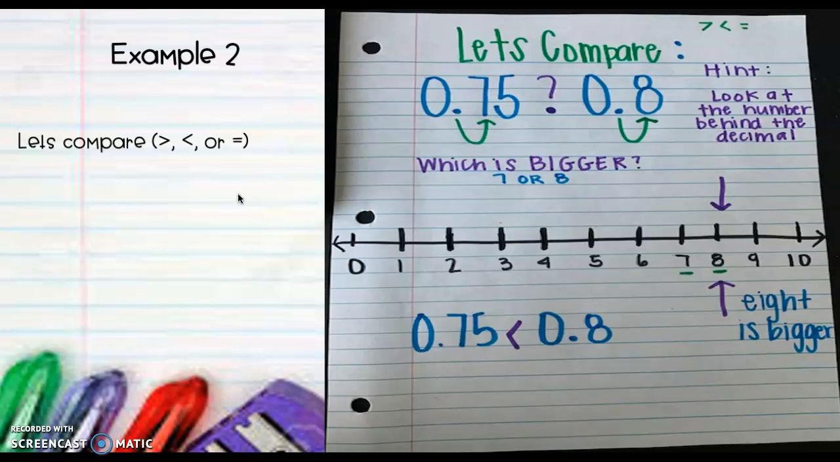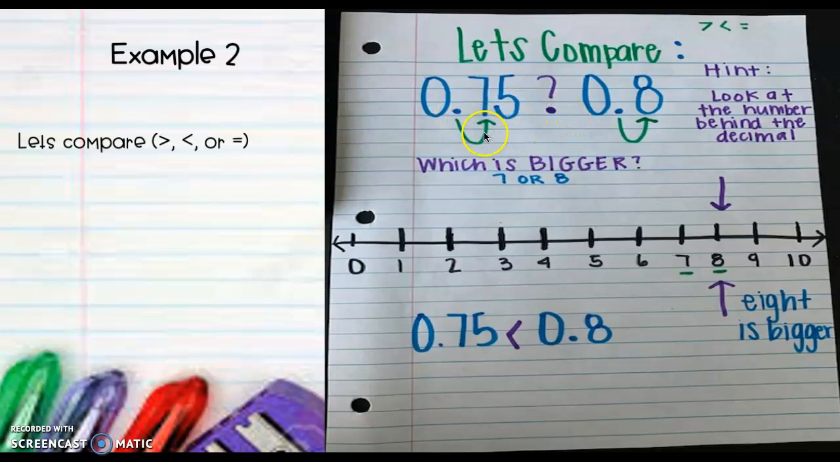All right, so I made a little chart here and I tried to color code it to make it super easy for y'all to look at and to gain better understanding. So what we're going to do is it just says let's compare. And up here at the top, I have the greater than, the less than, and the equal to symbol. And I put a little hint right here for you. Look at the number behind the decimal, okay? So we have 0.75 compared to 0.8. And automatically, I know somebody's going to think, oh, this one has more numbers. But let's look at it first before we get too far ahead of ourselves, all right?